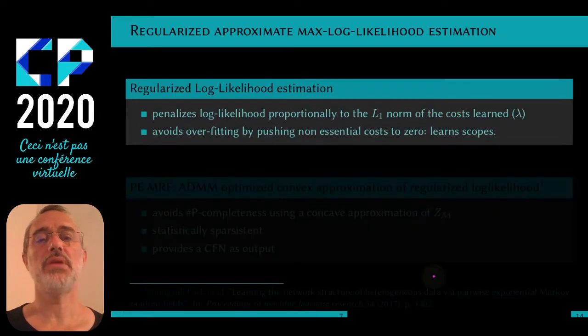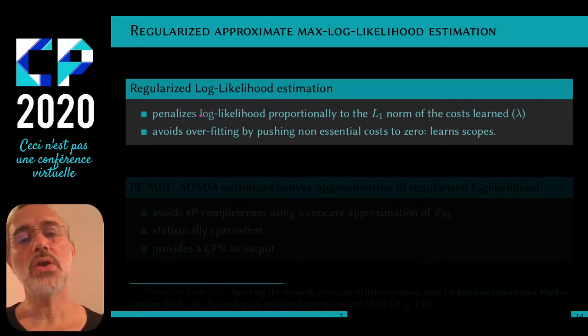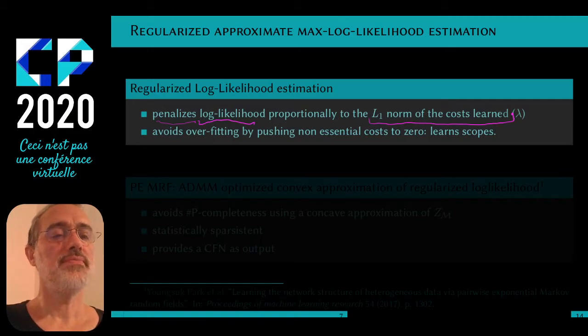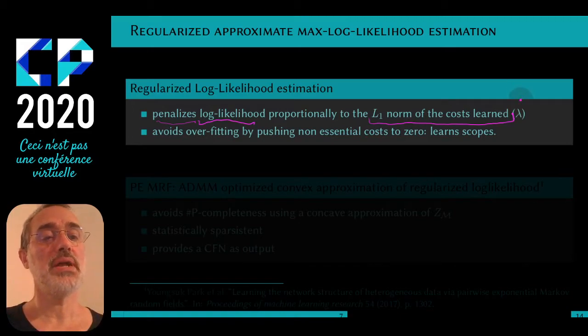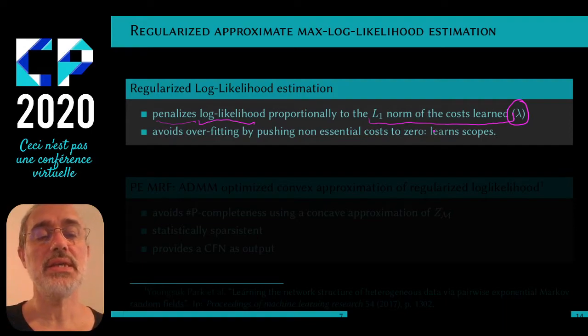So we use a maximum likelihood. We use a more modern variant of it called regularized approximate max log likelihood estimation. Essentially, instead of optimizing the log likelihood alone, we optimize the penalized version of it, where we penalize the log likelihood by the L1 norm of all the costs which are learned. The L1 norm is just the sum of the absolute values. And the proportionality constant which is used to penalize is called lambda, and it needs to be tuned. And this kind of approach is known to avoid overfitting by essentially pushing non-essential costs to zero. So in several cases, you will see that you learn functions which have zero everywhere in their cost table. And as I said before, you can ignore those functions.